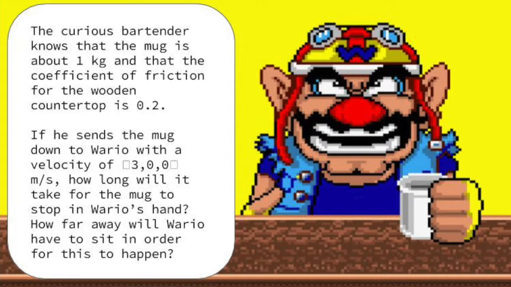If he sends the mug down to Wario with a velocity of 3 meters per second, how long will it take for the mug to stop in Wario's hand? How far away will Wario have to sit in order for this to happen?